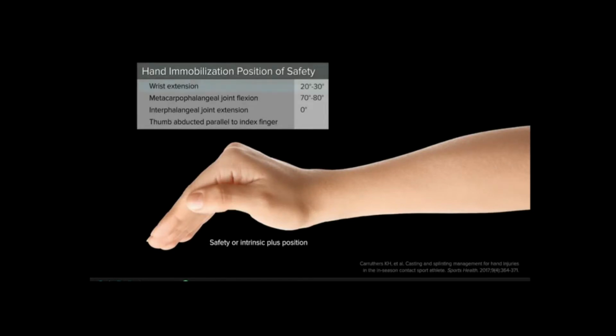metacarpal fractures. By holding the wrist in extension of 20 to 30 degrees, the metacarpophalangeal joint in flexion of 70 to 80 degrees, and the proximal and distal interphalangeal joints in full extension at 0 degrees, with the thumb abducted parallel to the index finger. This position prevents contractures of collateral ligaments and intrinsics at the metacarpophalangeal, distal interphalangeal, and proximal interphalangeal joint levels.